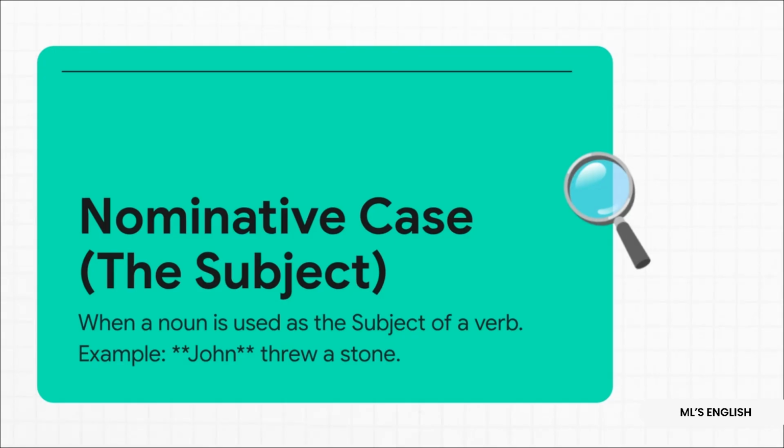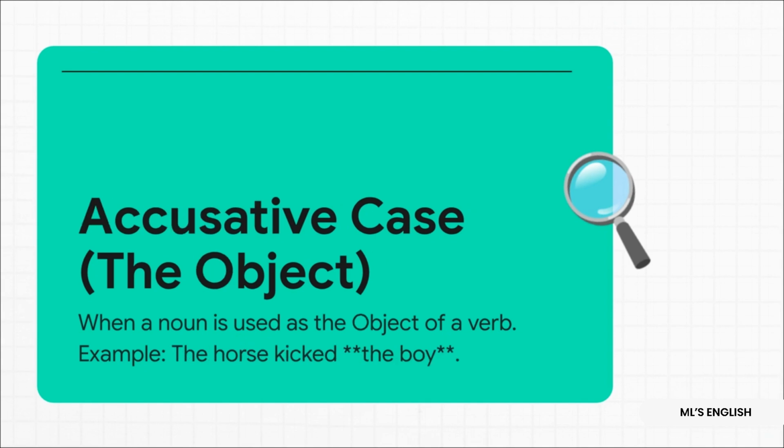Let's take a closer look at our first case, the nominative. That's just a fancy name for the subject. So in the sentence, "John threw a stone," ask yourself, who is doing the throwing? Let's use that question we just talked about. Who threw the stone? The answer, of course, is John. So John is our subject. He's the doer.